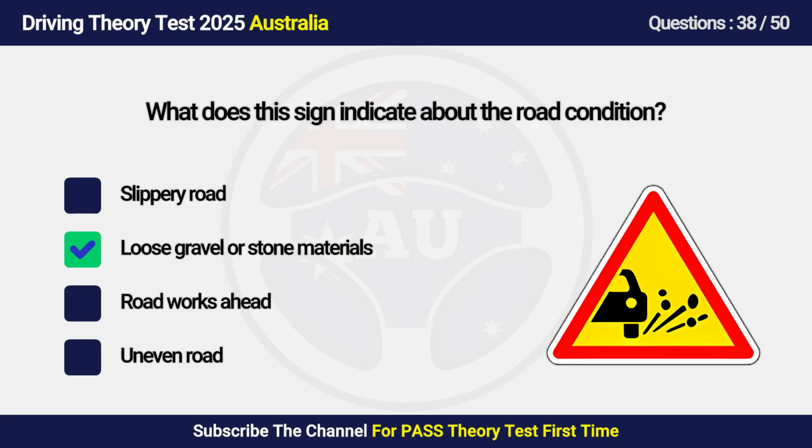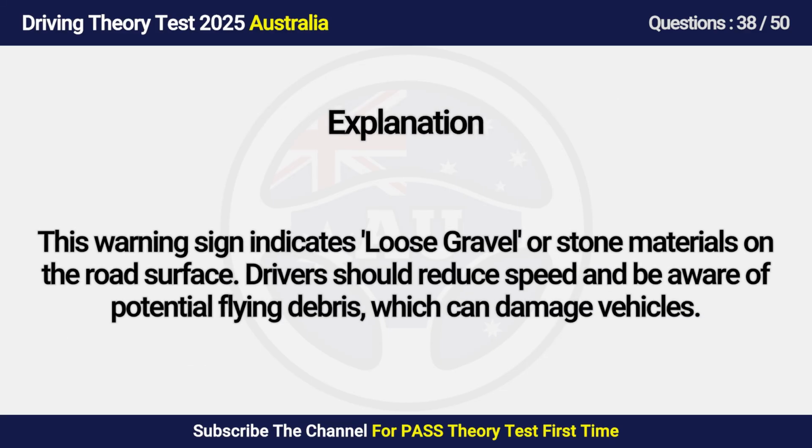Answer is B. Loose gravel or stone materials. This warning sign indicates loose gravel or stone materials on the road surface. Drivers should reduce speed and be aware of potential flying debris, which can damage vehicles.